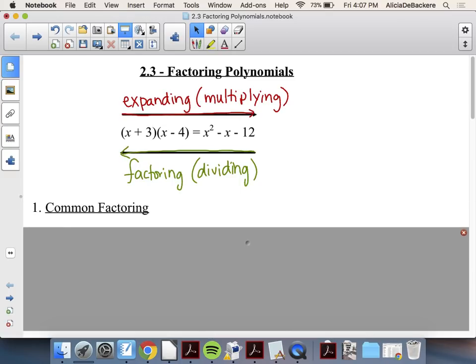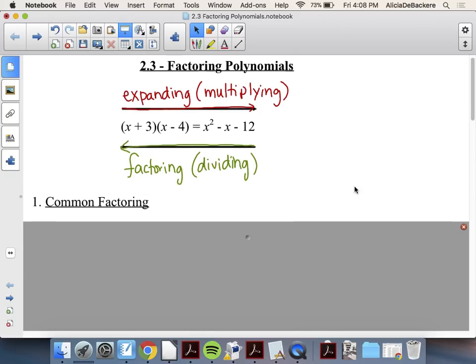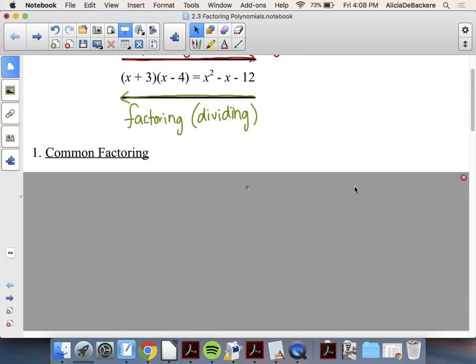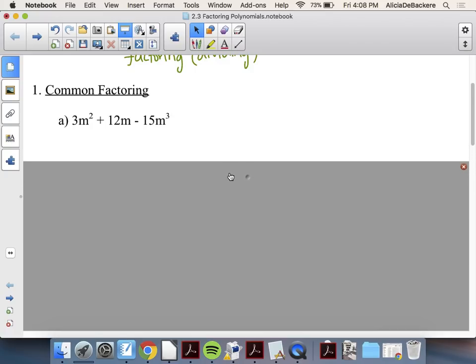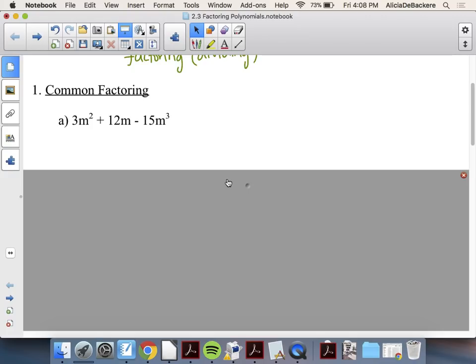So I'm going to go through 6 different types of factoring today. The first one here, common factoring, is the one that I always start with. It's my easiest kind of factoring. It's the one we learned in grade 9. What I'm looking for is just a common factor that I can divide out of all of the terms. It doesn't matter how many terms there are, I need to be able to divide all of them by this number, or this algebraic expression.